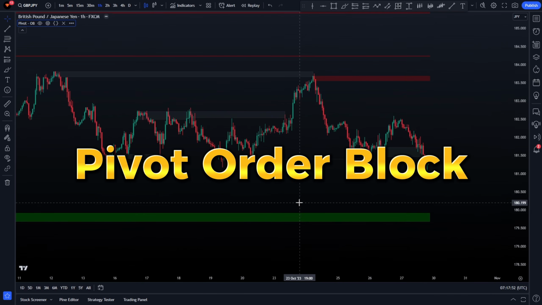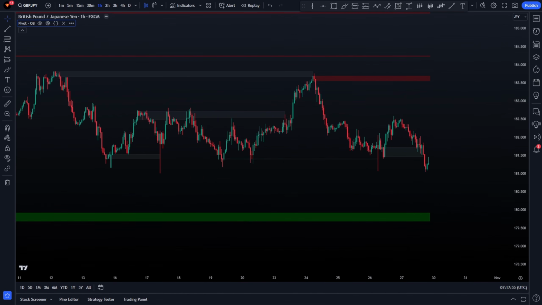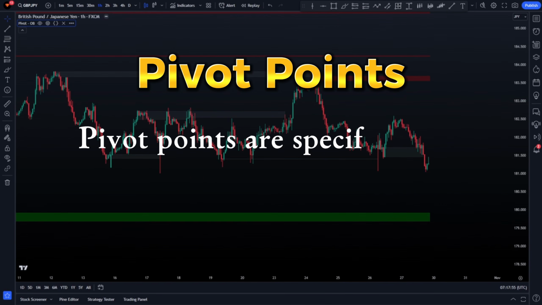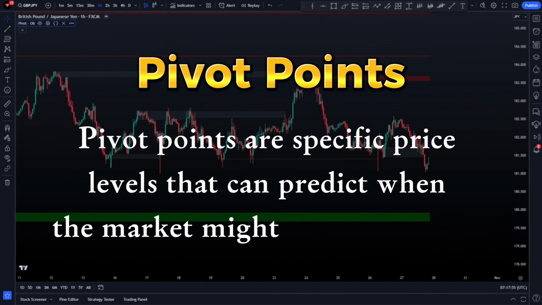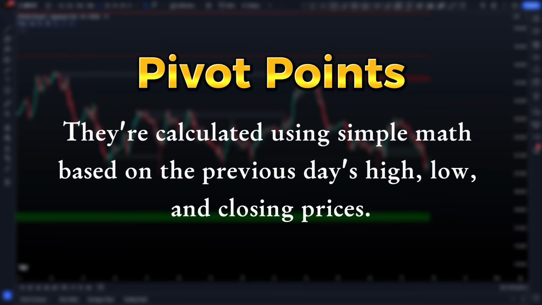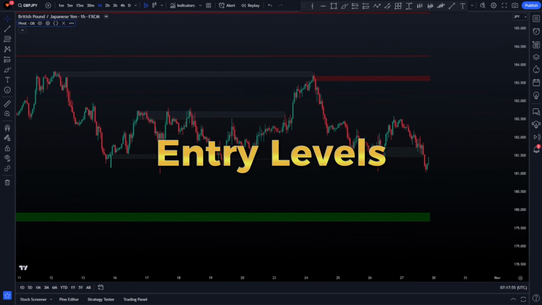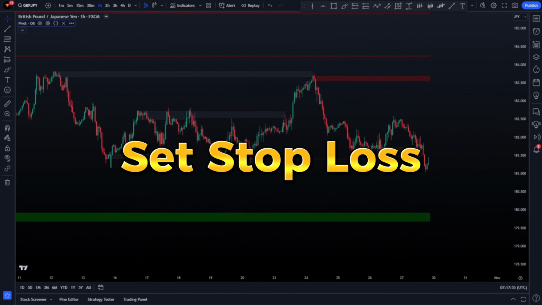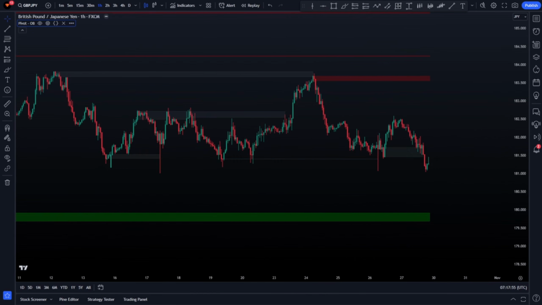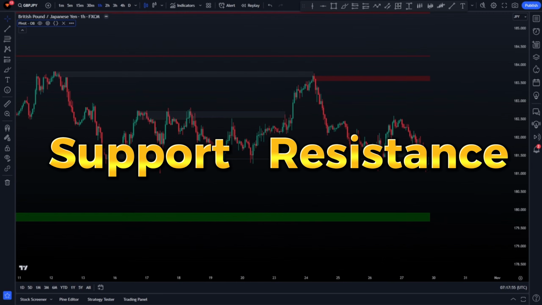The Pivot Order Blocks indicator uses pivot points and their psychological importance. Pivot points are specific price levels that can predict when the market might turn or reverse. They're calculated using simple math based on the previous day's high, low, and closing prices. Some traders use pivot points to find entry levels, set stop losses, and plan their profit-taking strategies. The idea is to figure out where most other traders are likely to make similar moves, which helps in decision-making. This strategy works well because pivot points give traders established support and resistance levels.